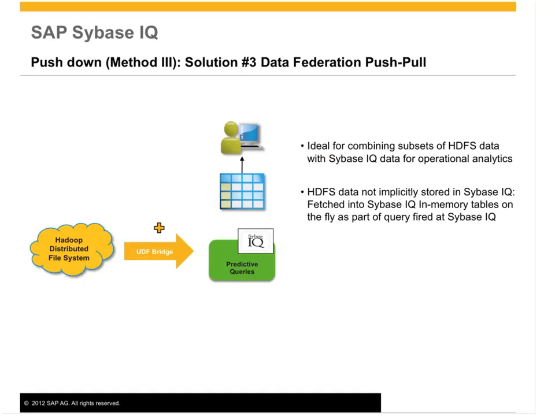The third solution in this data federation push-pull is that you actually don't look at Hadoop directly through the tool. The Hadoop data is brought into Sybase IQ on the fly. You fire the queries on Sybase IQ, it's able to go to the Hadoop file system and fetch data on the fly into an in-memory table, combine it with Sybase IQ, and then return the results back to the user. So it's a federation of that data from Hadoop on the fly, and it never stays in Sybase IQ. It's gone once the query is finished.